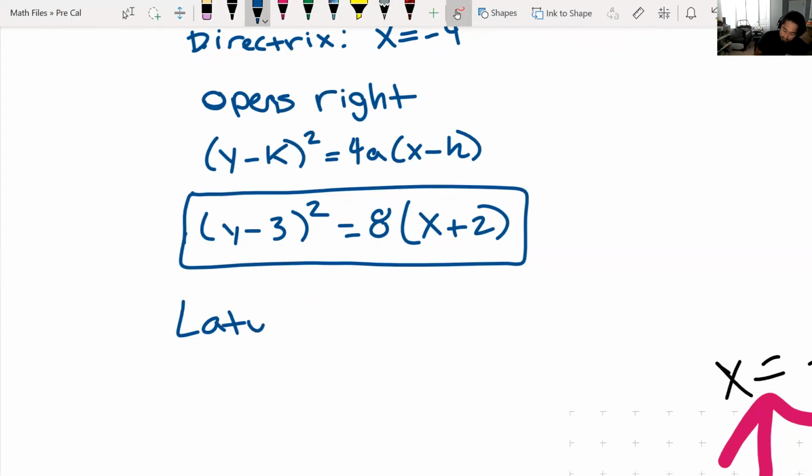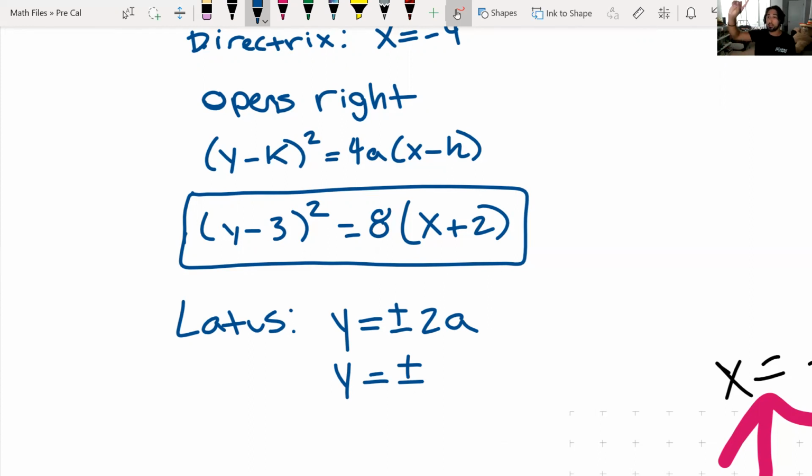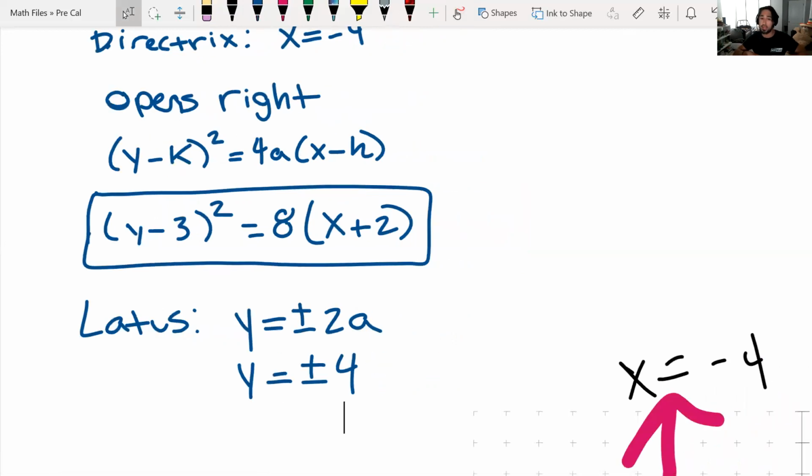So for the lattice, y equals plus or minus 2a, which means if the value of a is 2, then we are going to go from our focus on the graph up 4 places and down 4 places. So let's go ahead and do that. We haven't completely found the lattice, but what we just found here is how many units to go above the focus and below the focus.